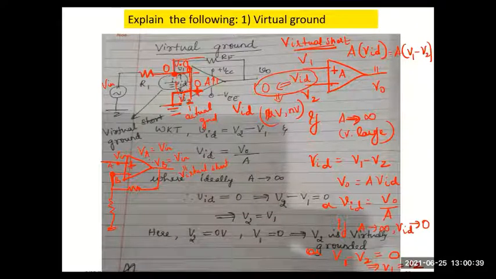Whereas in this example, the non-inverting terminal is connected to Vin. I have connected a voltage source Vin to the non-inverting terminal. So using this concept of virtual short, where have I given the direct signal? The direct signal is given to the non-inverting terminal, whereas the inverting terminal is connected to a set of resistors. You can see this inverting terminal is connected to RF and R1.